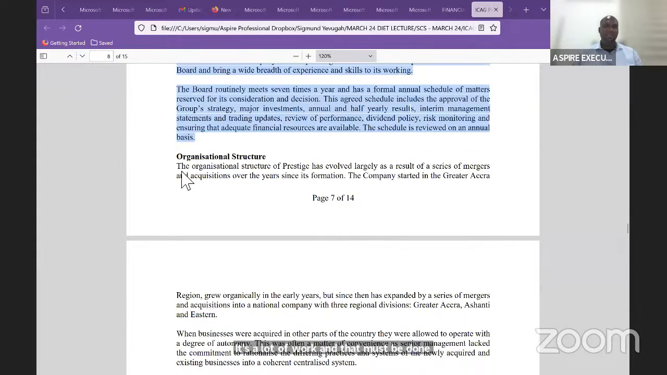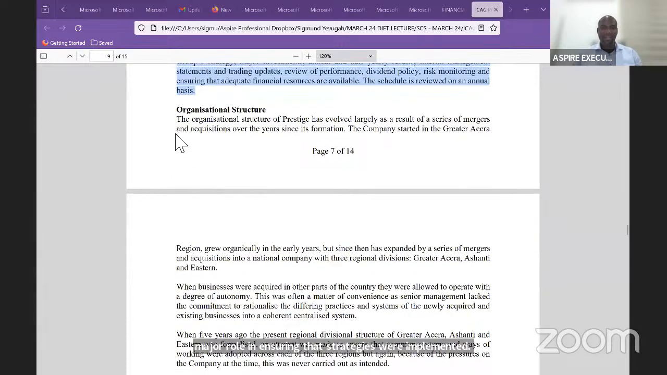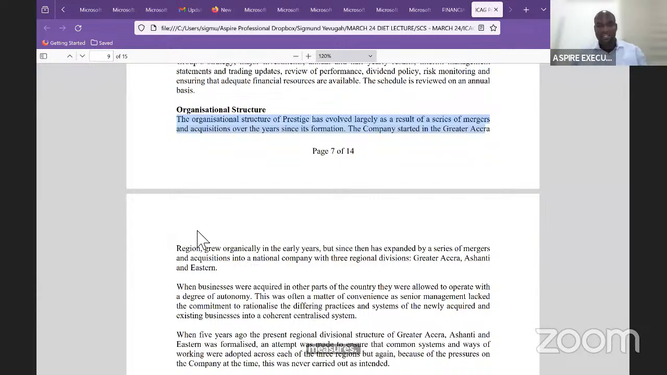We have been given information on the company structure, which is very important because structure plays a major role in ensuring that strategy is well implemented. Exactly. So information has been given to us on the organizational structure of the company. They said it has evolved over the years as a result of a series of mergers and acquisitions. So that is clear. The company started in Accra. They grew organically, and now they've expanded through a series of acquisitions and mergers. So the company has moved beyond organic growth and now has pursued external growth by the series of acquisitions and mergers that it has been involved in.